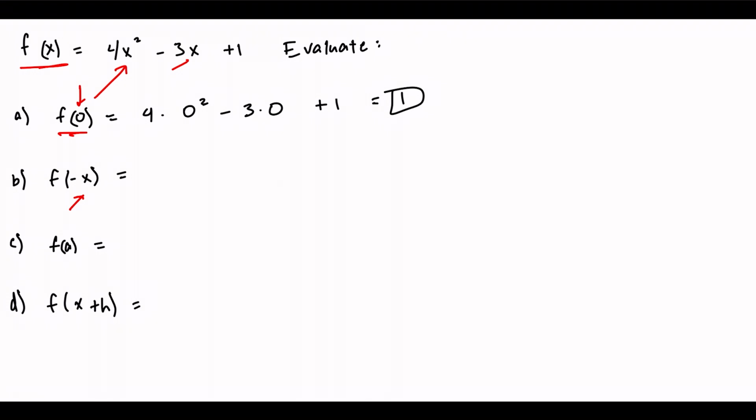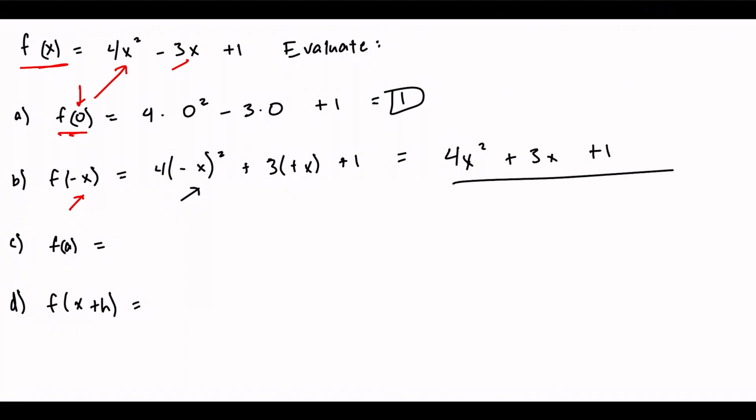Similarly, for negative x, we're going to plug it in wherever we see an x, so it would be 4, and make sure you utilize your parentheses here. It's important. Minus 3 times minus x, plus 1. Anything squared is just positive, so you get 4x squared again, but now two negatives make a positive, so plus 3x plus 1. That's the final answer for part B.